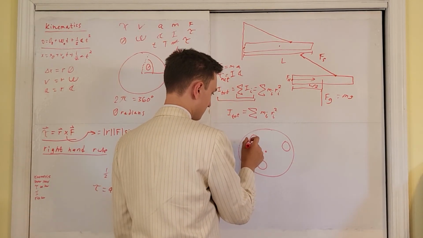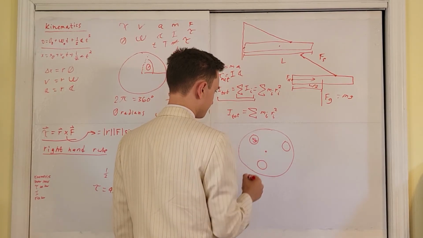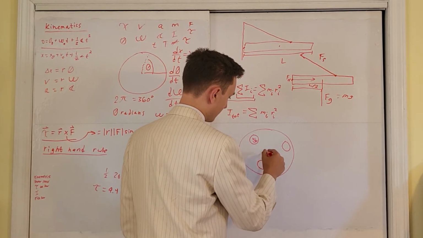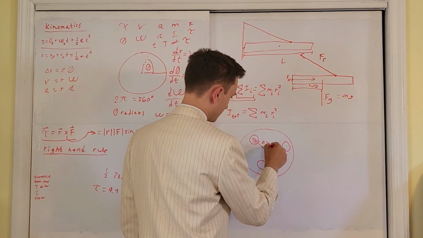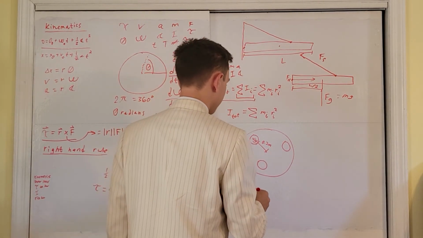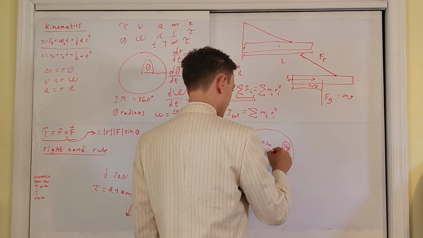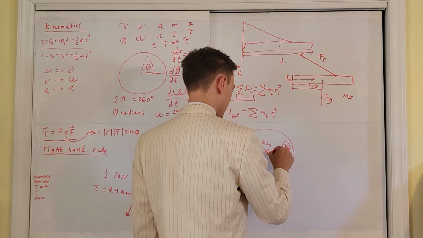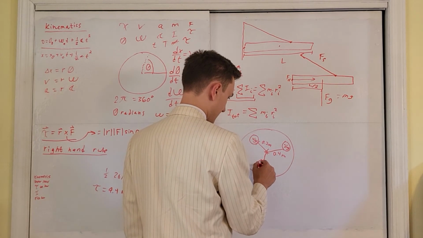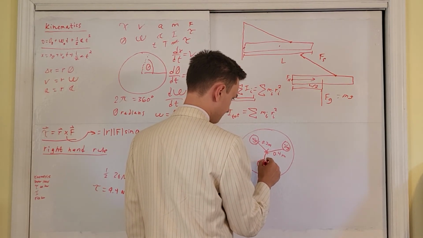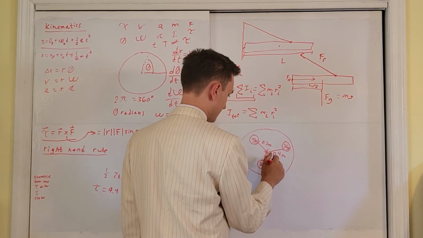Next, let's consider this ball in the top left. Let's call it a mass of 4 kilograms. And it is operating at a radius from the center of 0.2 meters, 20 centimeters. The other ball has mass 2 kilograms, operating at a radius of 40 centimeters, 0.4 meters. And the final ball on the bottom has mass 3 kilograms at a radius of 30 centimeters, or 0.3 meters, I should write.